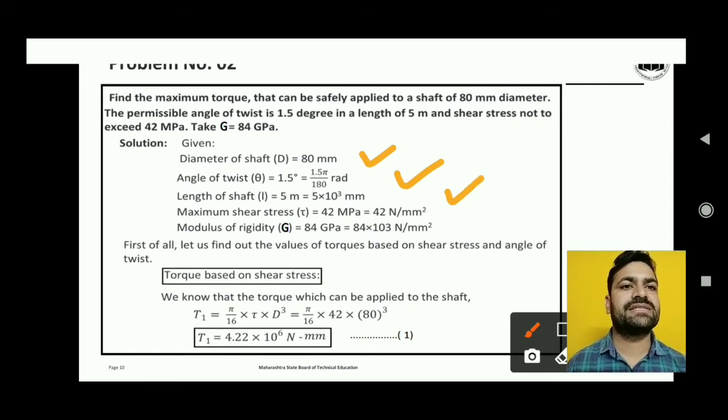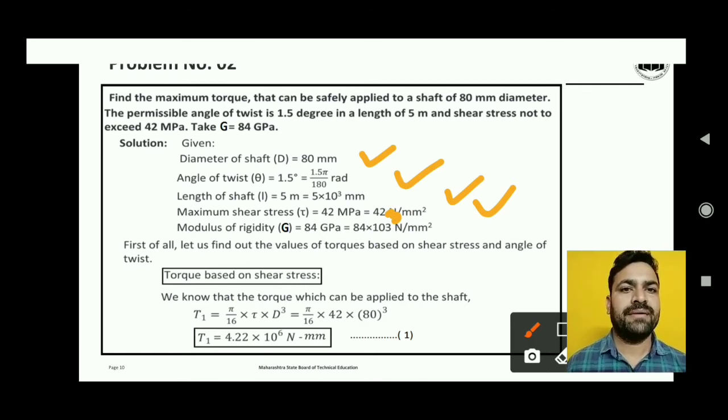Maximum shear stress, that is tau, or you can use Q also, it will be equal to 42 MPa, that is 42 Newton per mm square. Modulus of rigidity, again it is given in GPa, so convert it into MPa. So this is 10 raised to 3, 84 into 10 raised to 3 Newton per mm square.